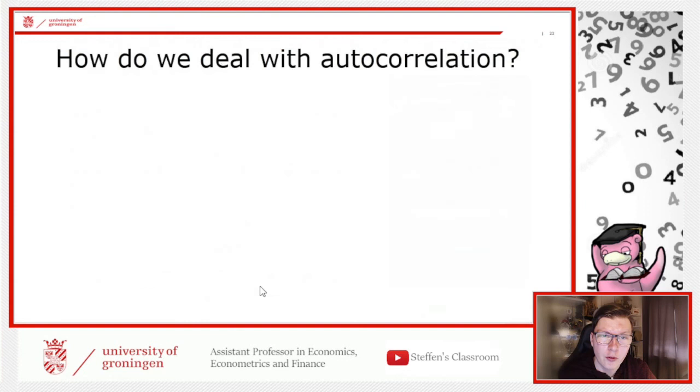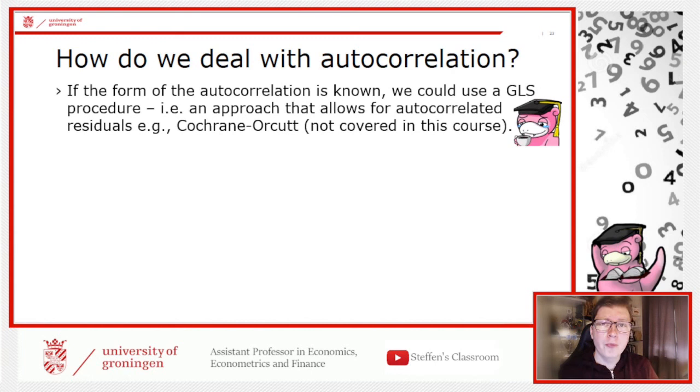Now, let's go in and see how we deal with it. First of all, just like with the GLS approach before, this one requires that you know the form of autocorrelation. So you would need to know if this is positive or negative. That's not always super clear, but at least this is, I would say, more clear than with the heteroscedasticity case. Then you use the Cochrane-Orcutt method.